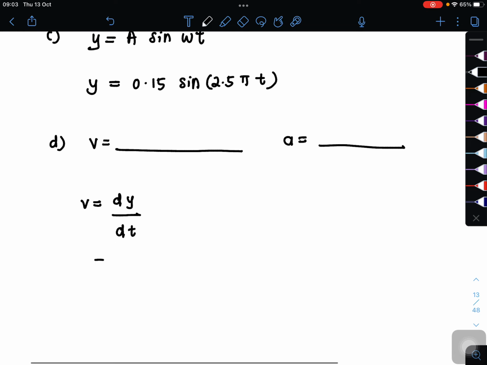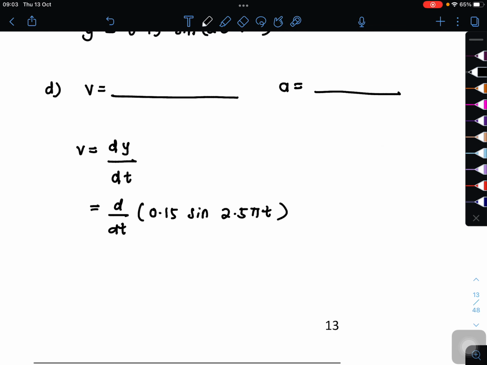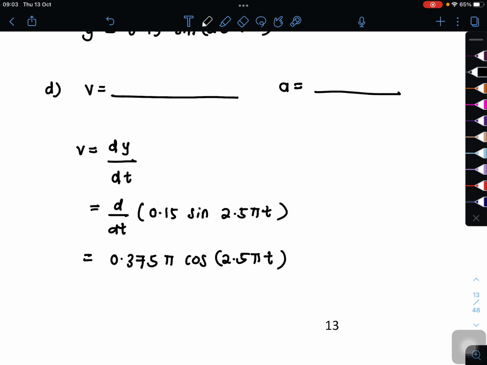So we differentiate 0.15 sin 2.5 pi t. We differentiate this, multiplying by the value for omega. We will get 0.375 pi, and then differentiating sin, we will get cos, and then the rest you just copy again, because the value for pi doesn't change. This one is the value for omega.